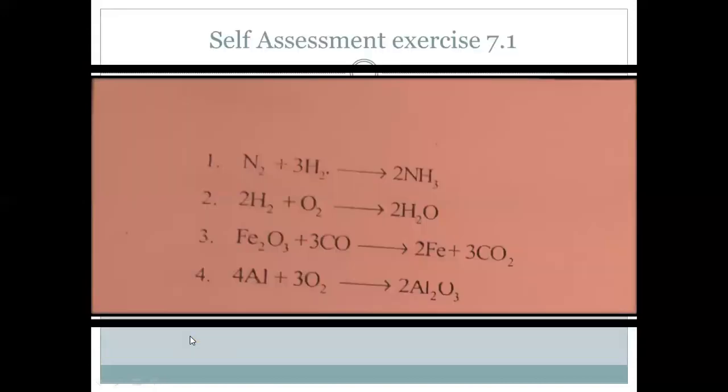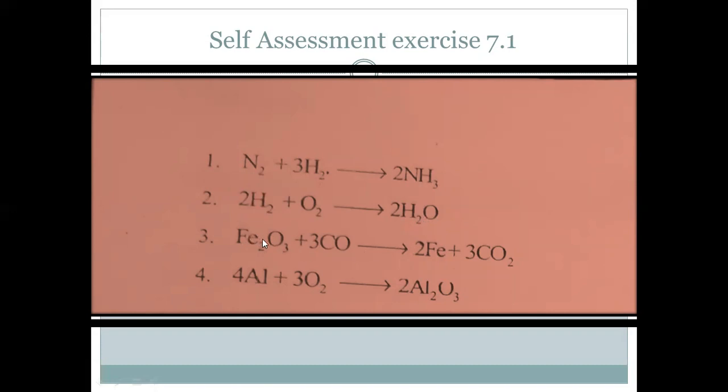Self-assessment exercise 7.1. Number 1, nitrogen reacts with hydrogen and forms ammonia. So nitrogen gains hydrogen atoms and forms ammonia, and gain of hydrogen is called reduction. So you can say nitrogen gets reduced by gaining hydrogen atoms to form ammonia. In the second case, hydrogen gains oxygen and gain of oxygen is called oxidation. So hydrogen gets oxidized by gaining oxygen atom and forms water.